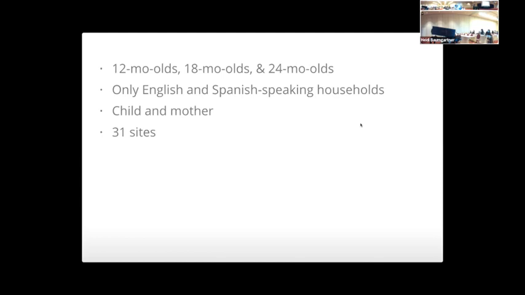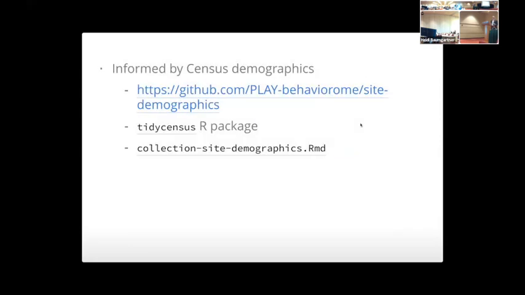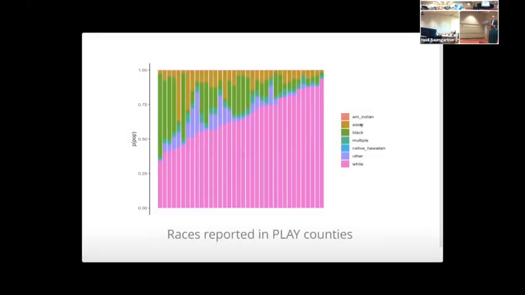And we're focusing on 31 sites that are chosen. Here they are across the United States. And these sites were chosen for reasons not necessarily to represent the diversity, to be nationally representative. However, in taking advantage of census demographics data, which are readily accessed by any of you using some really lovely R packages that make it super simple, we are able to say that the races that are reported in the Play counties are relatively diverse. They are not all homogeneous in any dimension.